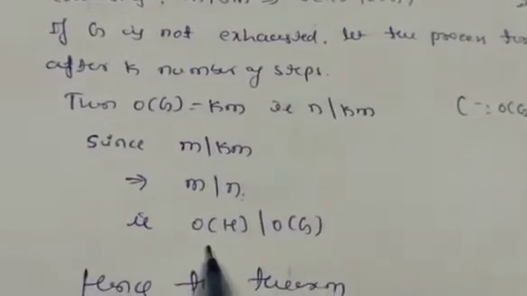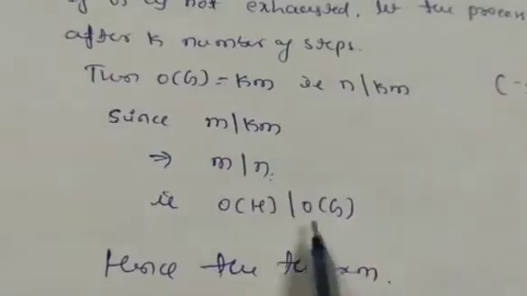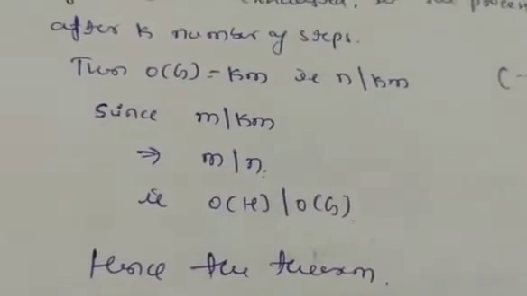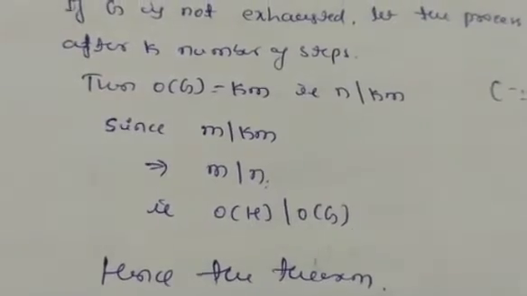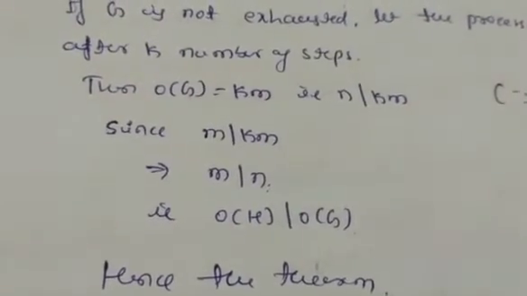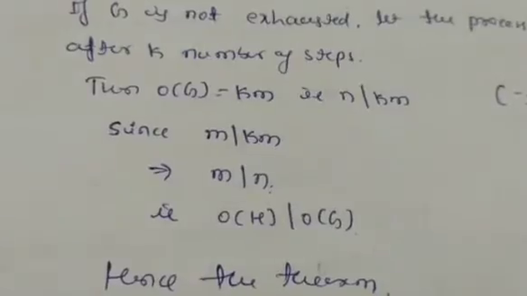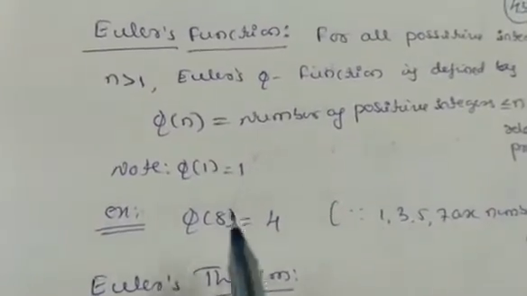So therefore this implies that the order of H divides the order of G. This is the proof of Lagrange's theorem. That is, if H is a subgroup of G, then the order of H divides the order of G. So this is the proof. Let us take one more theorem.